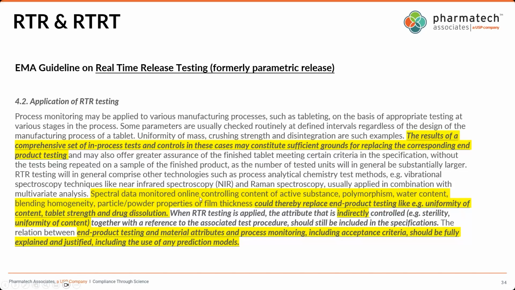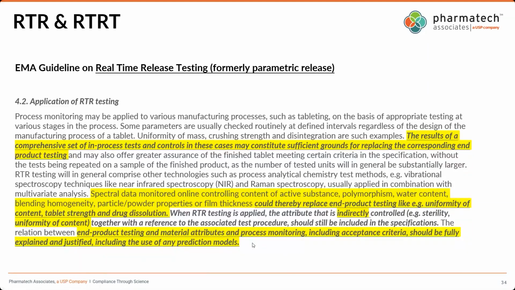Spectral data monitored online, controlling content of active substances, water content, blend uniformity, and film thickness properties, could thereby replace end product testing like uniformity of content, tablet strengths, and drug dissolution. When real-time release testing is applied, the attribute that is indirectly controlled, content uniformity again, together with a reference to the associated test procedure, should still be included in the specification. The relation between end product testing and material attributes and process monitoring, including acceptance, should be fully explained and justified, including the use of any prediction models.